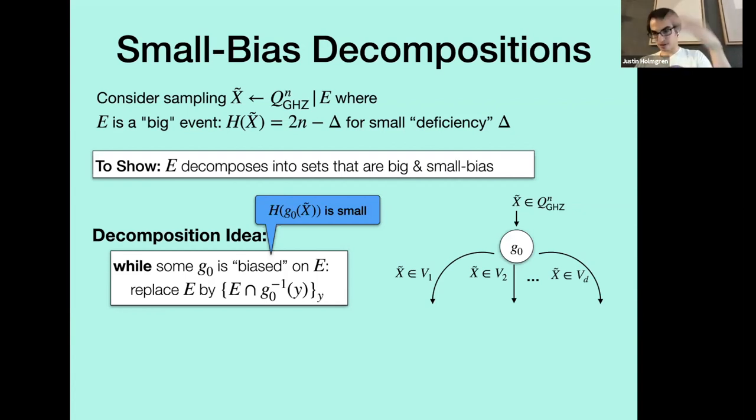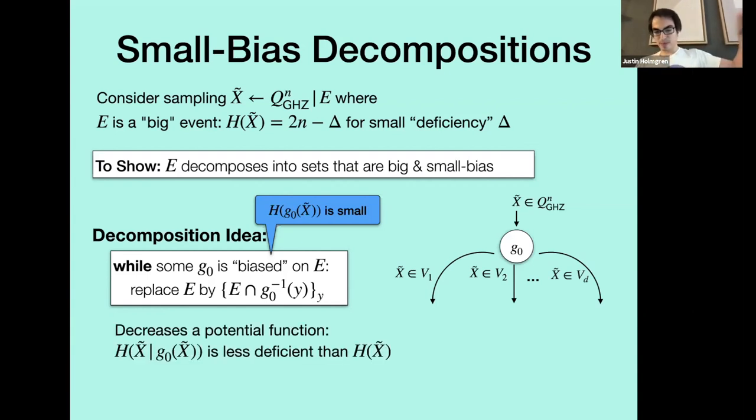And so each part has a lower dimension, just how linear spaces work. And what happens is that there's a potential function that decreases, which bounds how many times we can do this. So if we look at the entropy that's left in X tilde, given that we're in a particular leaf of this tree, that conditional entropy goes down by the entropy of G0 of X tilde. That's just the entropy chain rule.